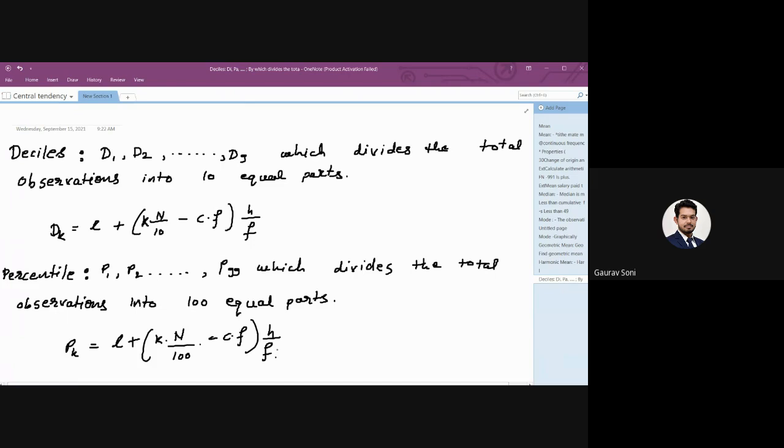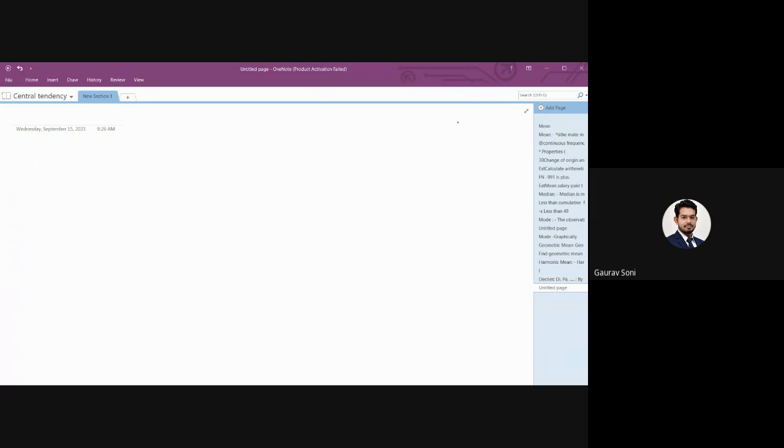Okay, some important remarks here. These remarks will help us understand these things much better. First one, median is equal to Q2, which is equal to D5 and P50.